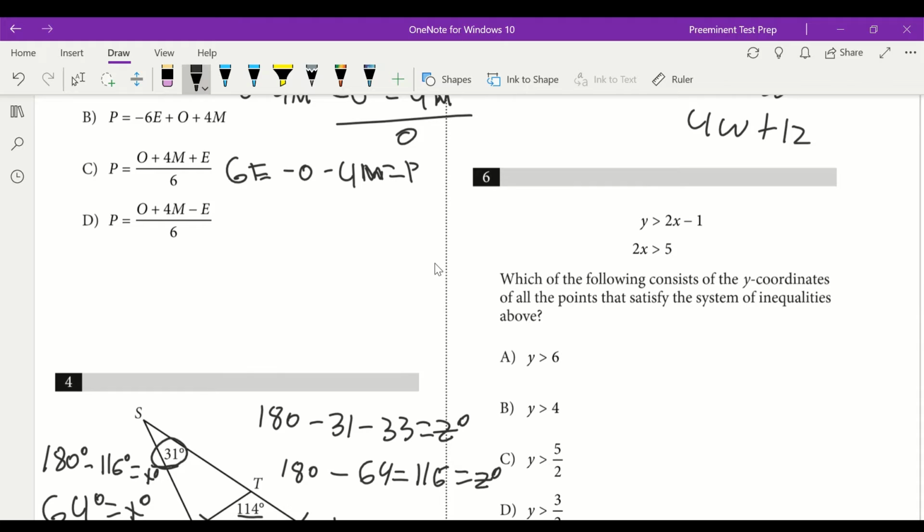Question 6. Which of the following consists of the y-coordinates of all points that satisfy the system of inequalities above? Alright, so we have to find the y-coordinates of all the points that satisfy the system of inequalities above. We see that we're given 2x, and we're given that it must be greater than 5. So we can go ahead and plug in 5 for 2x here. So we have y is greater than 5 minus 1. Well, we know 5 minus 1 is 4, so we can say y must be greater than 4, which is B.